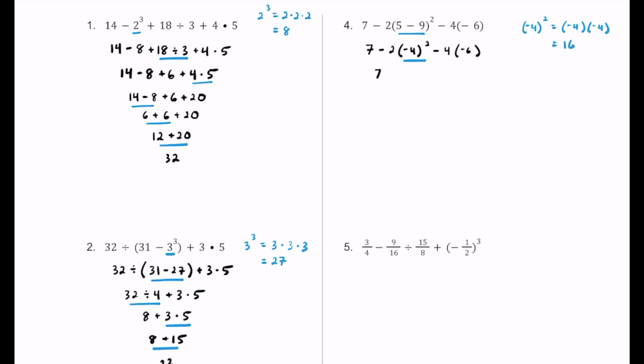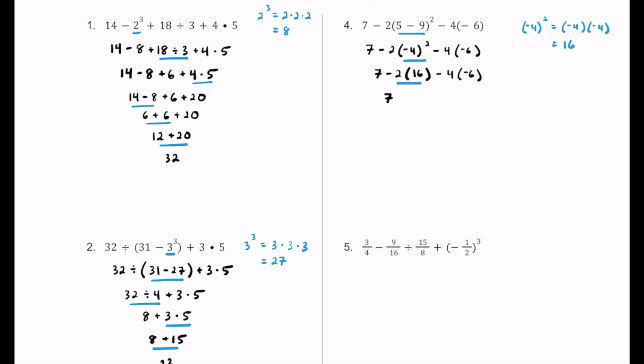We're going to go ahead and write 7 minus 2 multiplied by +16, that's what we just found out, minus 4 times this -6. Okay, so we have some subtraction here. We have a multiplication problem, a subtraction problem, and a multiplication problem. Since multiplication is more important, we're going to go ahead and take care of those. We'll go from left to right though. So 2 times 16 gets to go first.